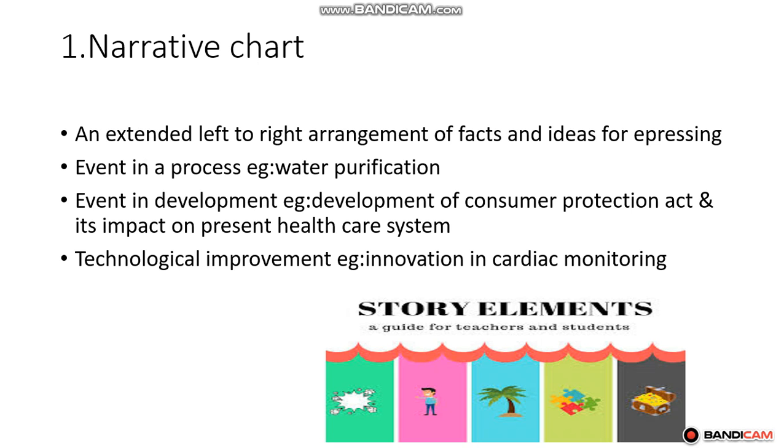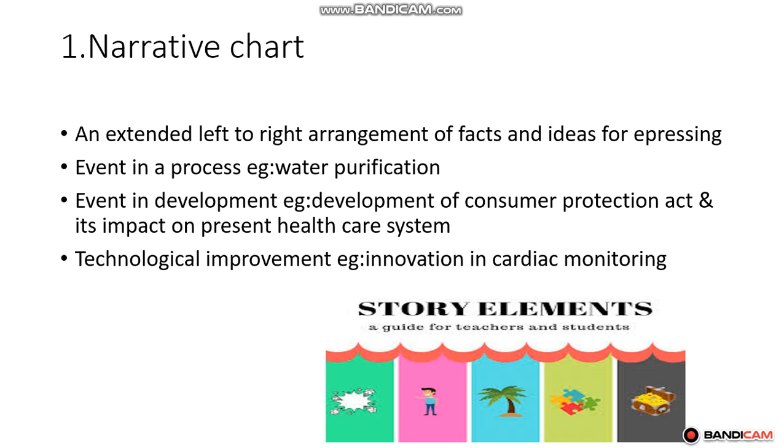First one is the narrative chart. Narrative means it is very clear that to tell a story or something you are using this type of chart. So a narration, a story element or something we are narrating. Then we need a continuity of charts, and that process we arrange in a series of order, and that is called a narrative chart. It extends in a left to right arrangement of facts and ideas for expressing events in a process. For example, water purification, starting from the storage till the disinfection and the consumption of water.